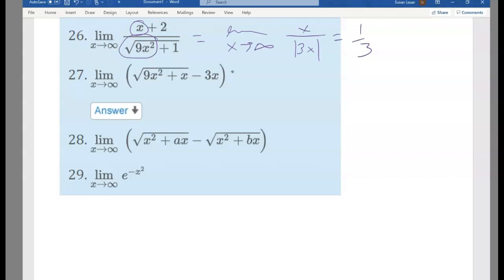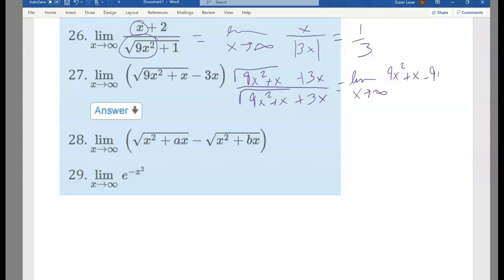For the next one, I actually do something called the conjugate trick. So I multiply by the square root of 9x squared plus x plus 3x over the square root of 9x squared plus x plus 3x, sorry. This multiplies to be, I still need the limit because I haven't taken it yet, the limit as x goes to infinity of 9x squared plus x minus 9x squared over the square root of 9x squared plus x plus 3x.